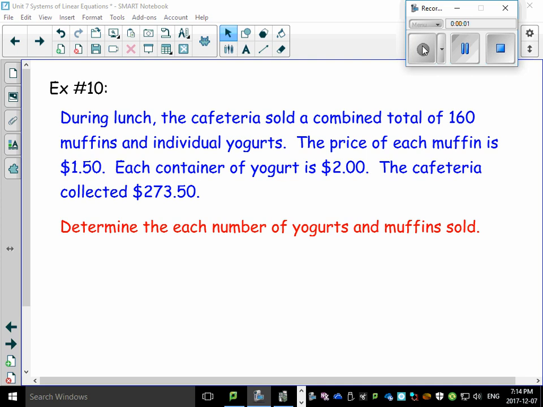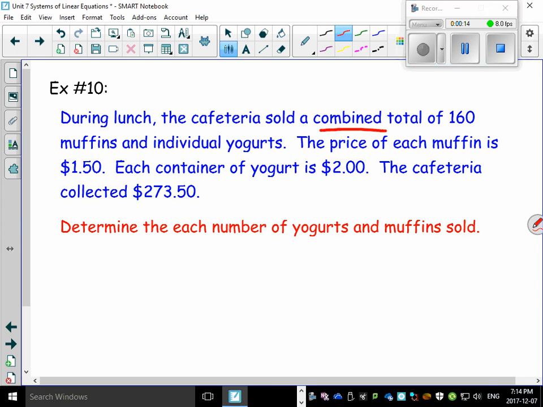Another practical application question for you. Are we going to use the elimination method or are we going to use substitution? It all depends on the design of the question. Let's look at this. It says, during lunch, the cafeteria sold a combined total of 160 muffins and yogurts.